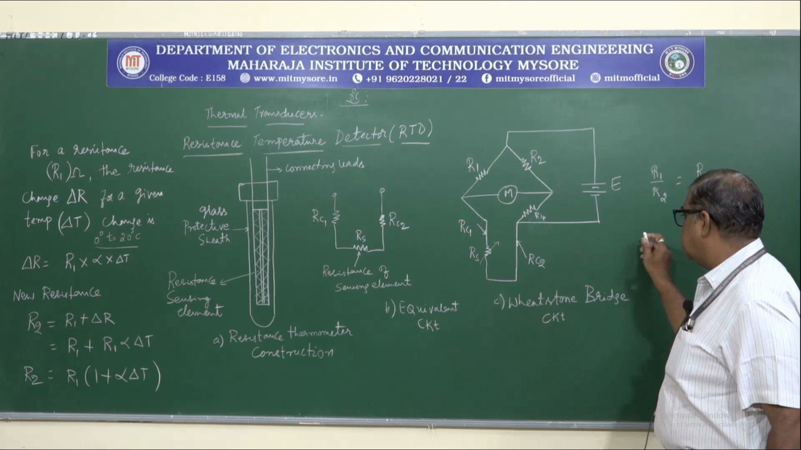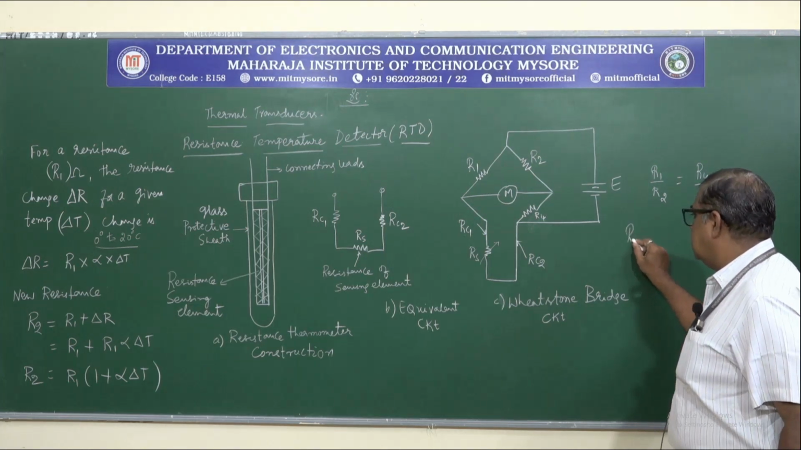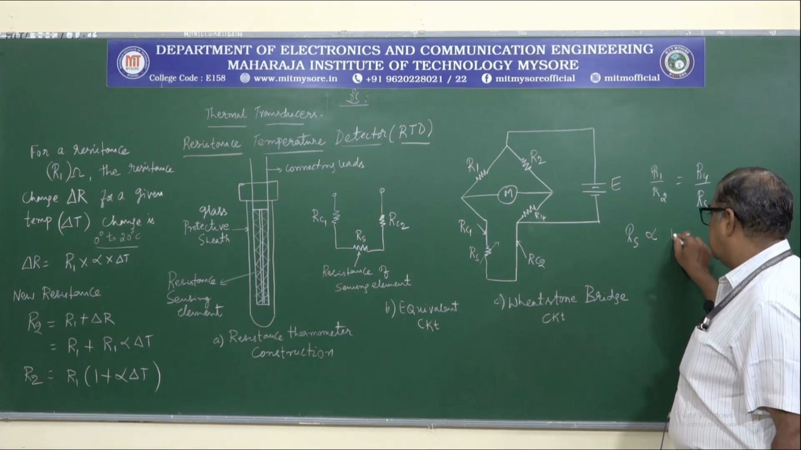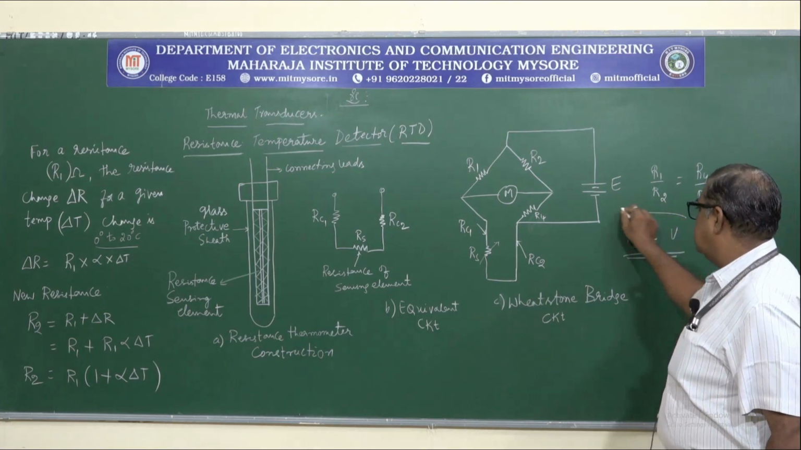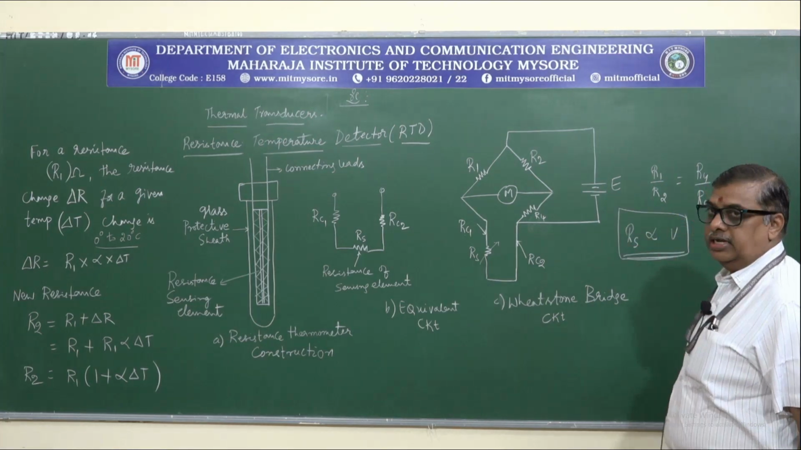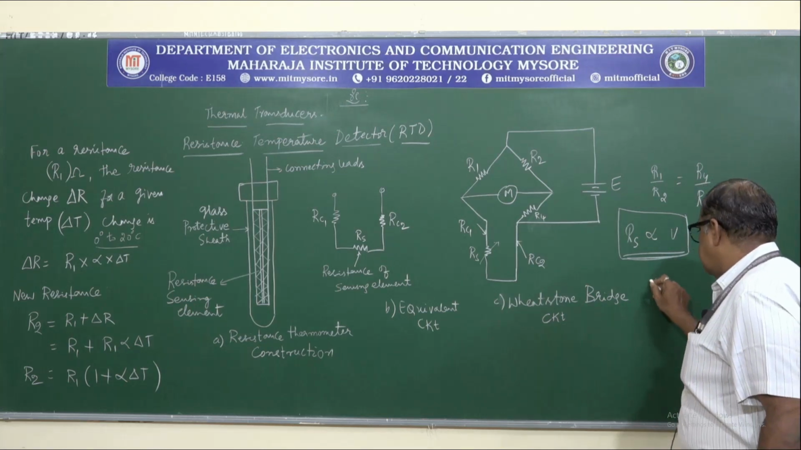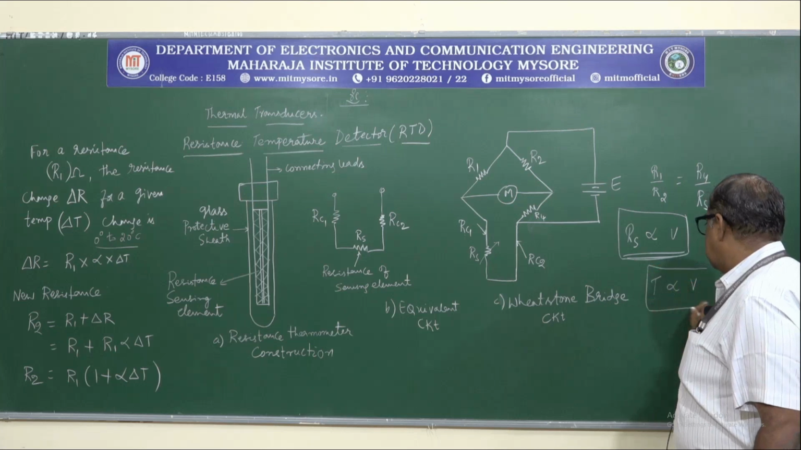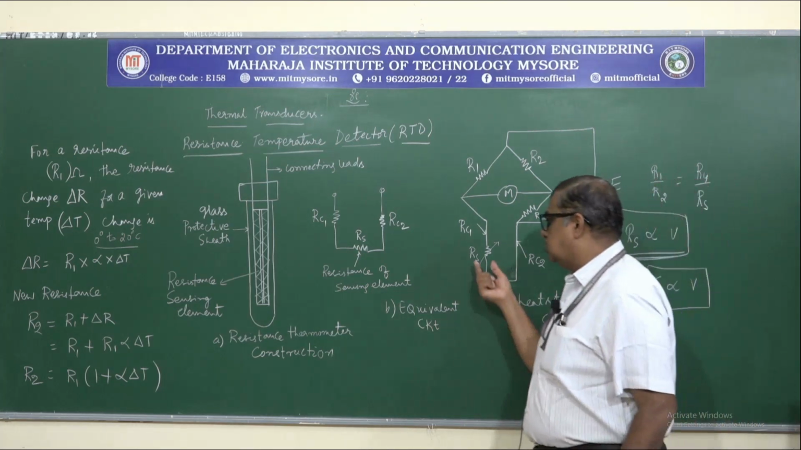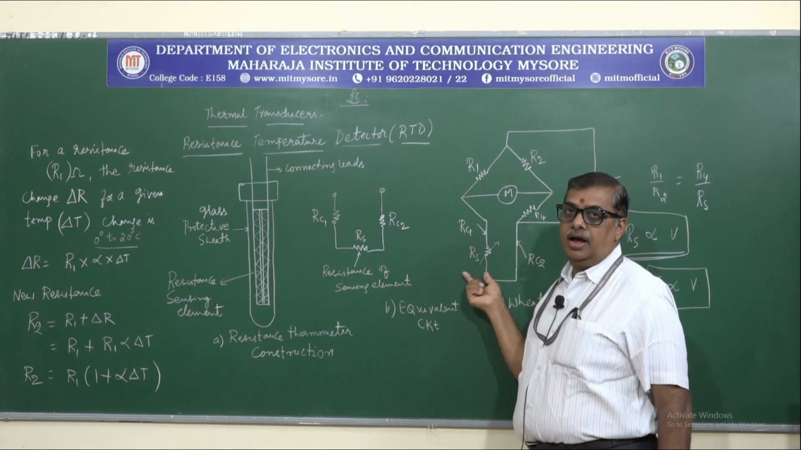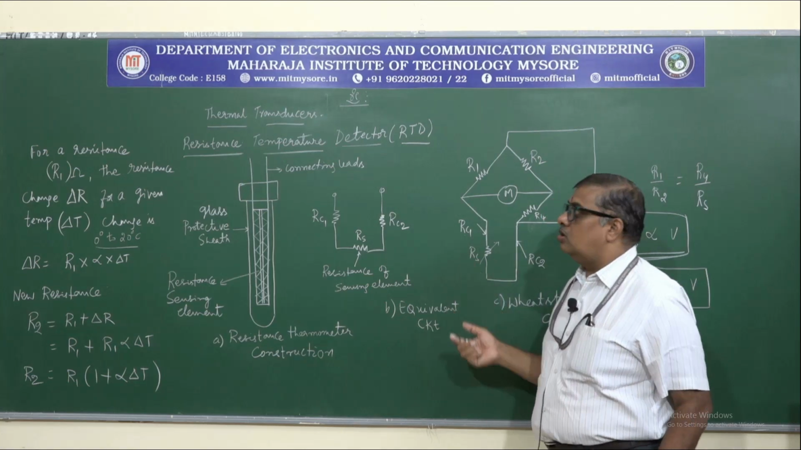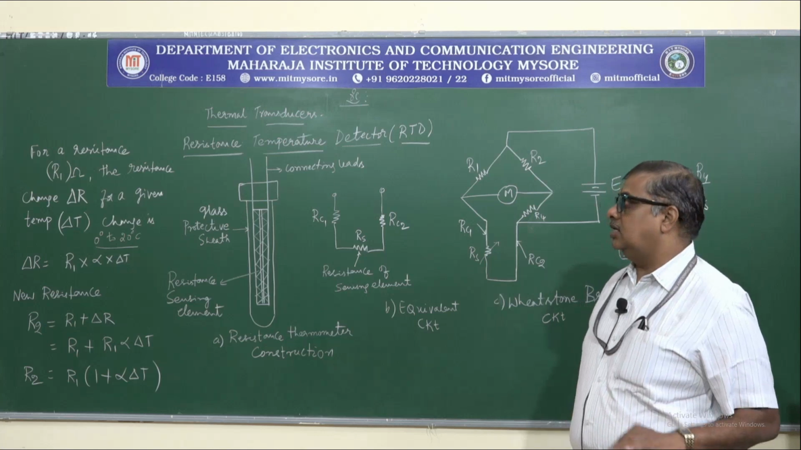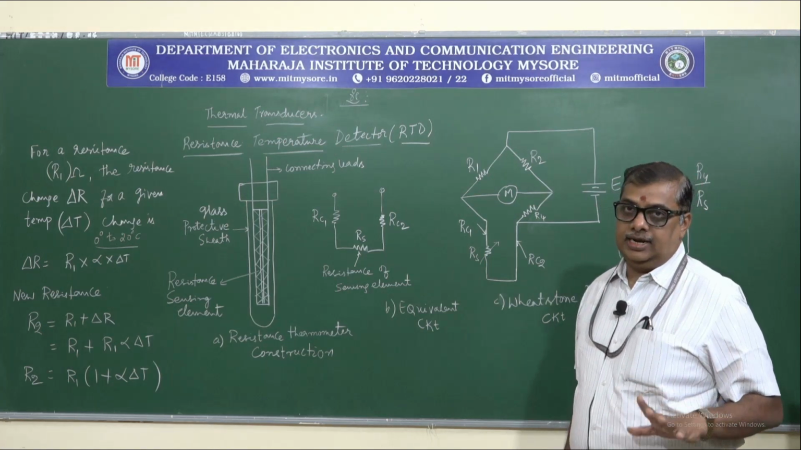So, therefore, I can say that the change in the resistance is proportional to voltage. Hence, the change in the temperature is proportional to the voltage change across the resistance of this particular RTD. So, this is the working principle of a typical resistance temperature detector.